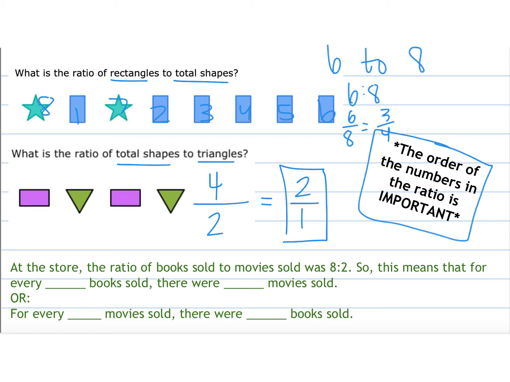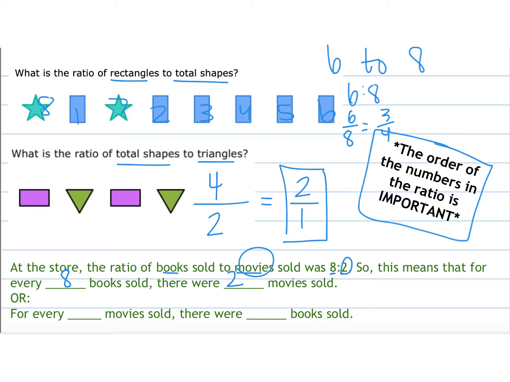Next one, at the store, the ratio of books sold to movies sold was 8:2. So this means that for every, because they say books, movies, that would tell us that books is first. So there were 8 books sold. Movies is second because movies was second here. So that means that there was 2 movies sold. Again, the order is very important.